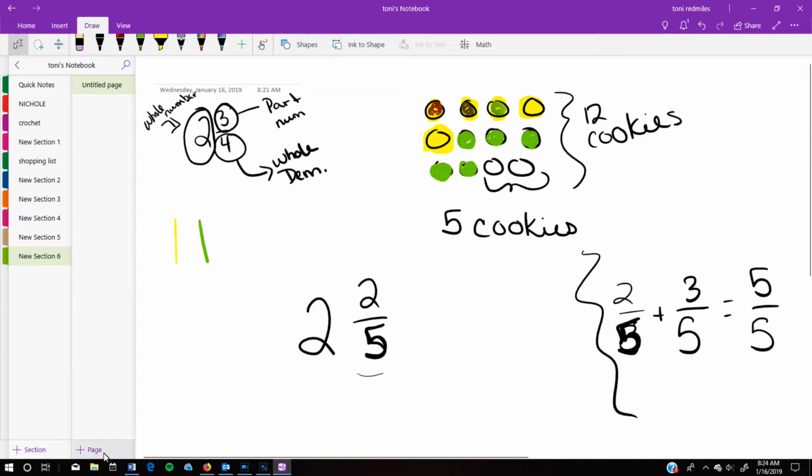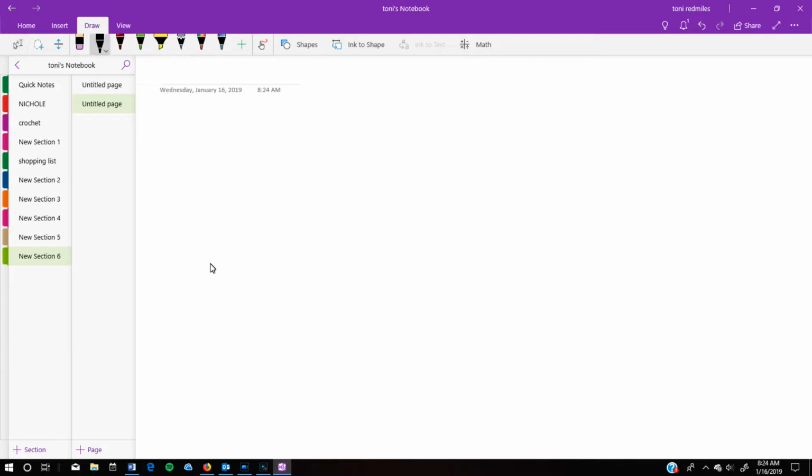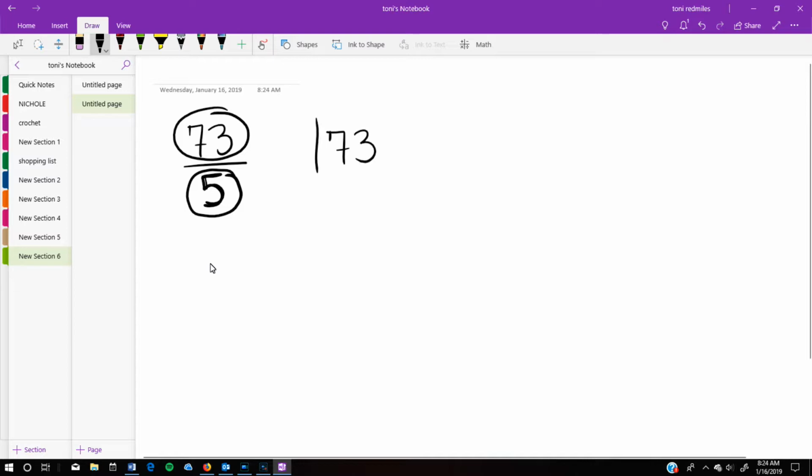All right, so let's do another one. Let's say I have 73 cookies and 5 make a bag. All right, so I need to figure out how many, this is my part, this is how many make a bag. Now I have to figure out how many whole bags I can make. Okay, so I'm going to divide these 2 together. I can make, 5 goes into 7 1 time, 2 left over, drop my 3, 5 can go into 23 4 times. So I can make 14 bags.